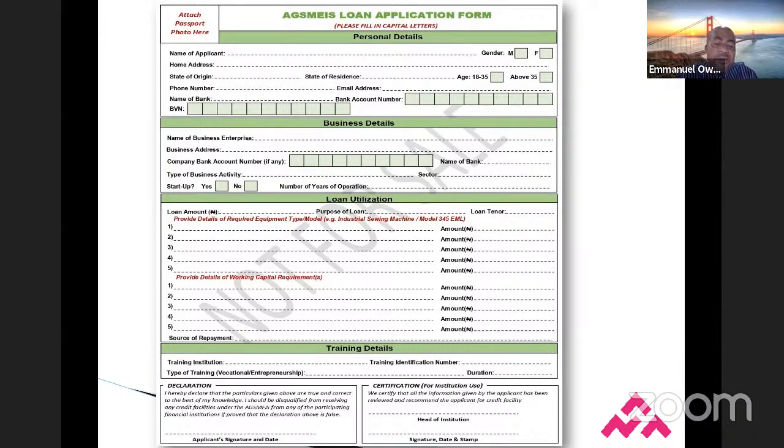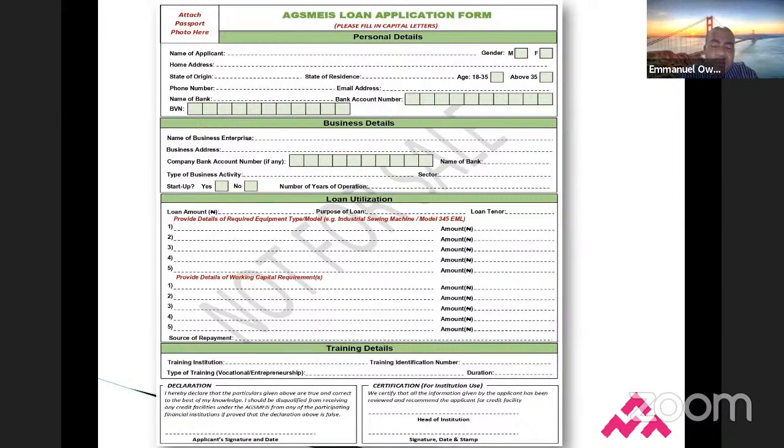Then the training details specifically are our own details. That's Ames Associates details. Training institution, Ames Associates Limited, training identification number. You can even leave that; we can always fill that one up for you. And then type of training. Type of training is entrepreneurship training for 5 days, and the duration is 5 days. A declaration is signed where they say applicant signature. The other side, to the right-hand side, the certification is for the bank to process. So that's basically the form.